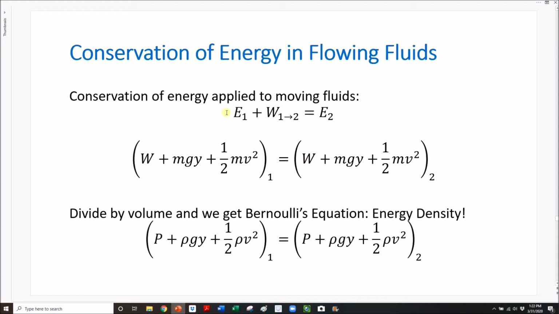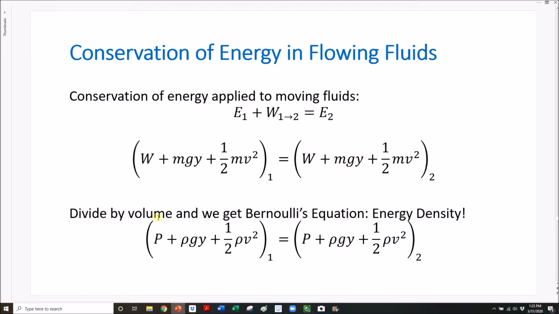And remember that in mechanics, our energy came in two varieties. It came in potential energy, mgy, and kinetic energy, 1/2 mv squared. So this is the work on the front side, and the energy on the front side equals the work on the back side plus the energy on the back side.